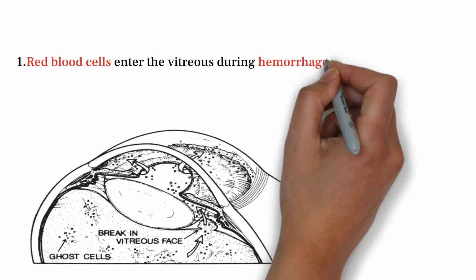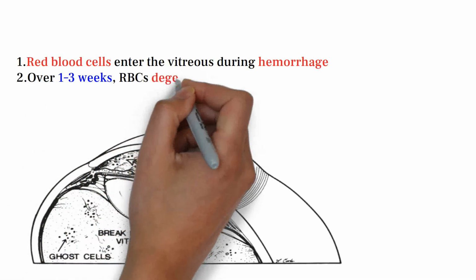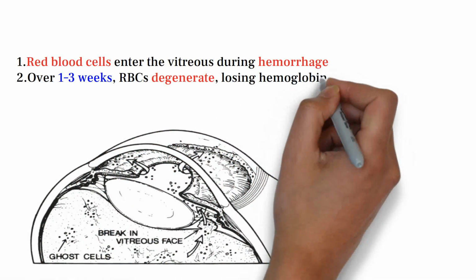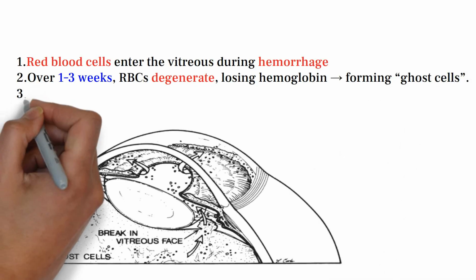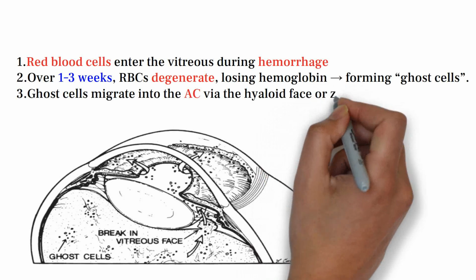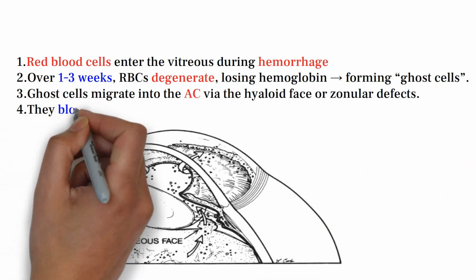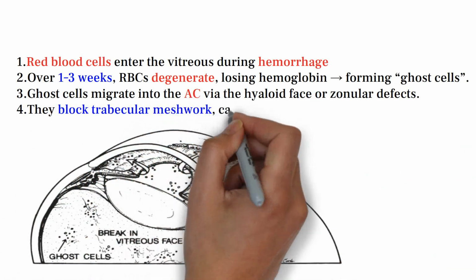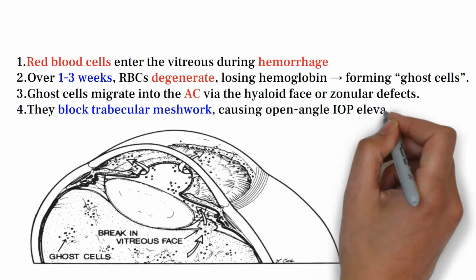Over the next 1 to 3 weeks, they degenerate, lose their hemoglobin, and become ghost cells. These ghost cells then migrate into the anterior chamber through the hyaloid face or zonular defects and obstruct the trabecular meshwork. The result is a rise in intraocular pressure with an open angle.